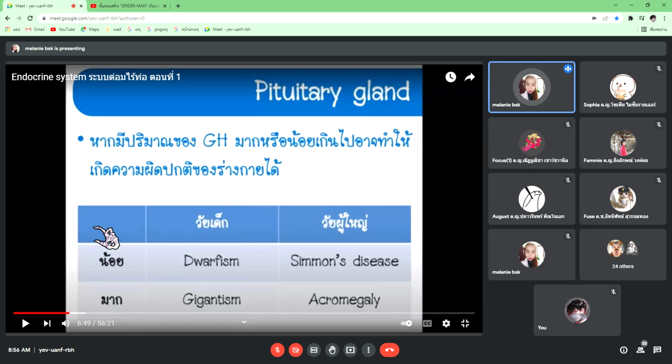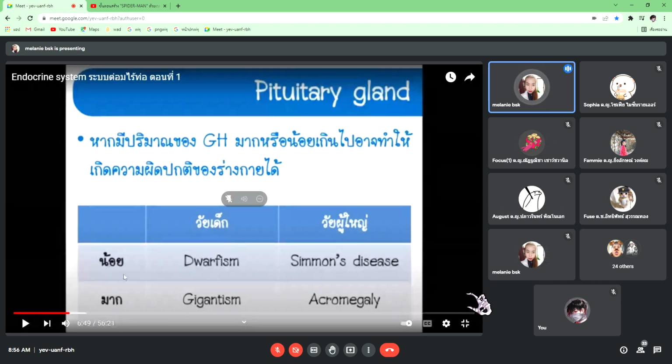Okay, dwarfism is you are very small, while gigantism you are very tall. So there are humans also. There are people who are very tall, and there are people who are very small. So there is something wrong with the pituitary gland, on how the pituitary gland produces hormones for the development of children.